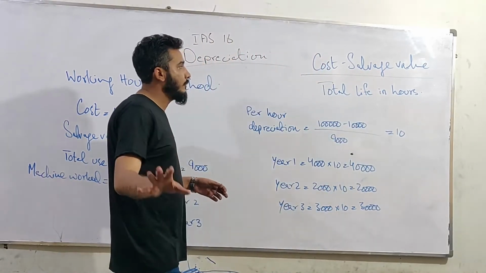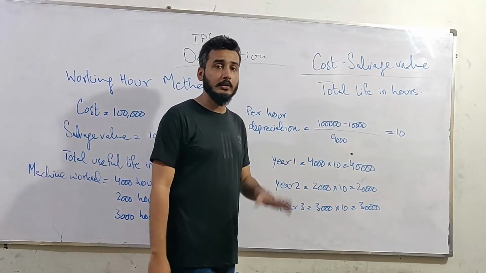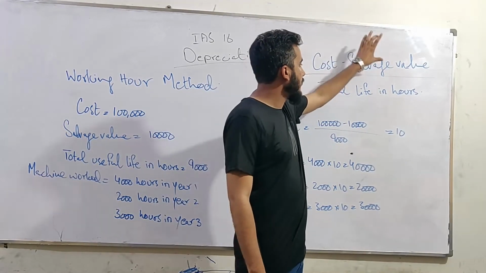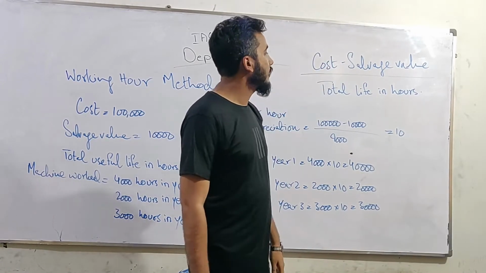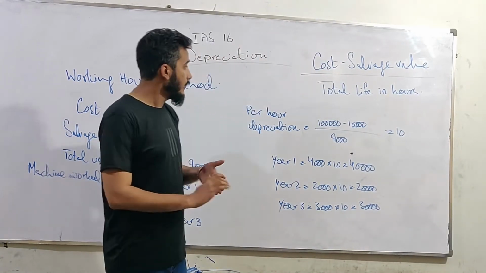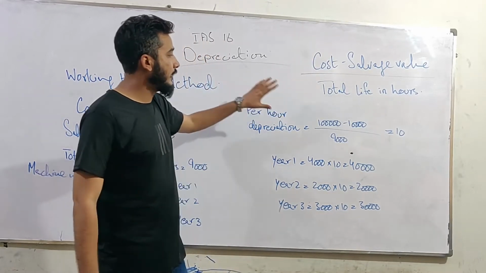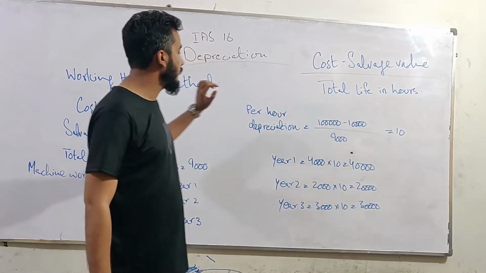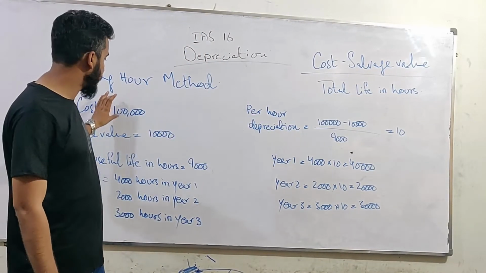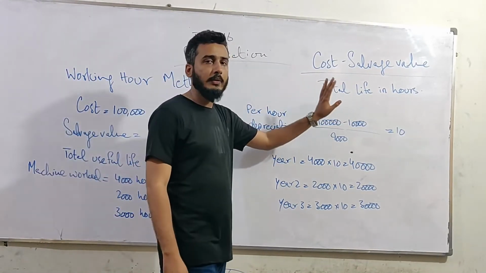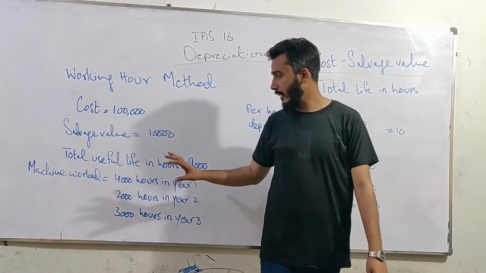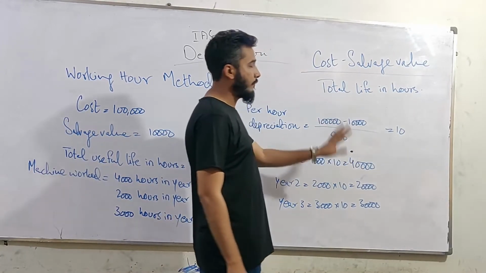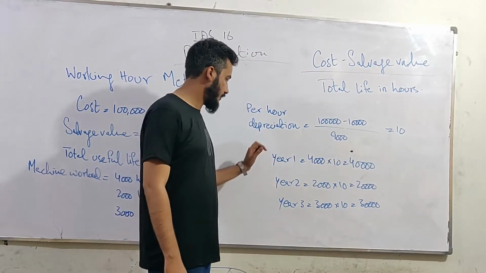Now, we have the formula to calculate the depreciation under the working hour method. Here we have cost minus salvage value divided by total life in hours. So, this formula is just to calculate the per hour depreciation. Now, here we have 100,000, which was the cost of the asset, then 10,000 the salvage value, divided by the total useful life in hours, which is 9,000. So we have 10 rupees per hour depreciation.